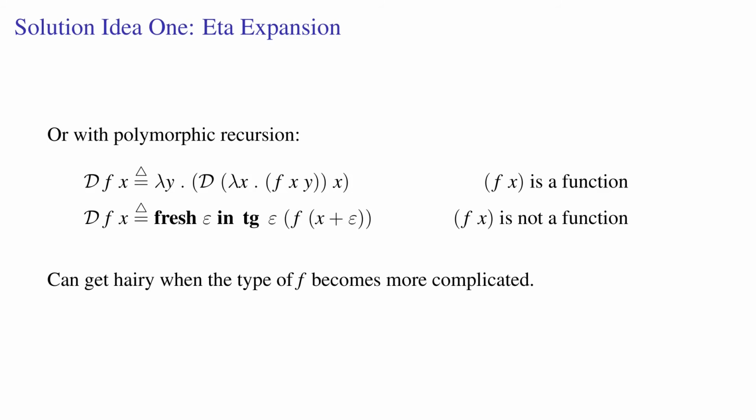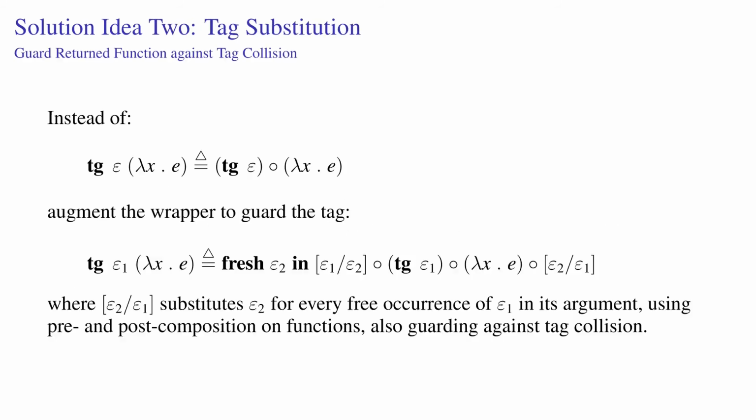This could also be accomplished using polymorphic recursion, although that gets hairy when the underlying language gets more complicated. Here's another idea. What's going wrong is that the value passed into the function whose tangent is being taken might have the same tag that's in play in that function. So we could augment it with a wrapper to guard the tag in the function so that if it occurs externally, the external one gets renamed away and then renamed back after being passed through.